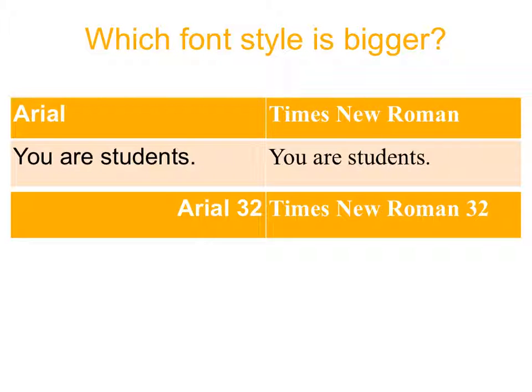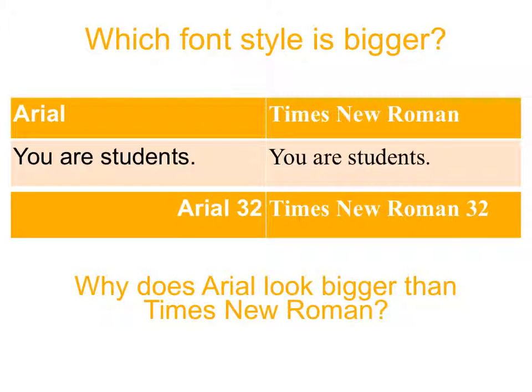However, in the software, these two fonts are identical. They are 32 points. However, I'm pretty sure that you find that Arial looks bigger, doesn't it? So, why does Arial look bigger than Times New Roman?